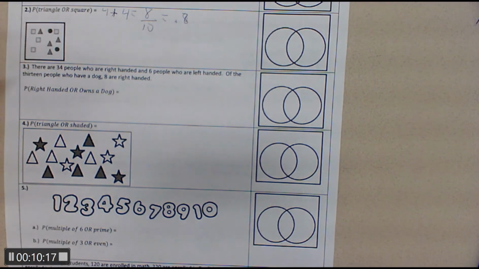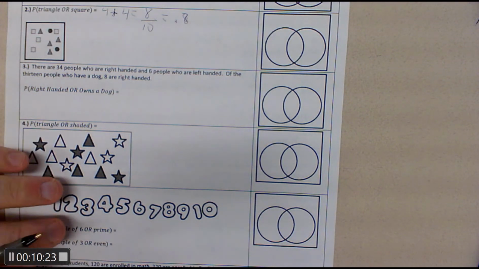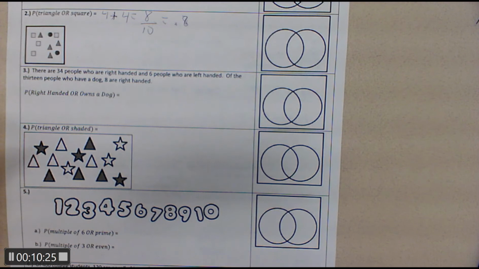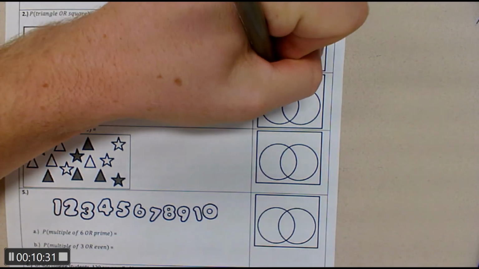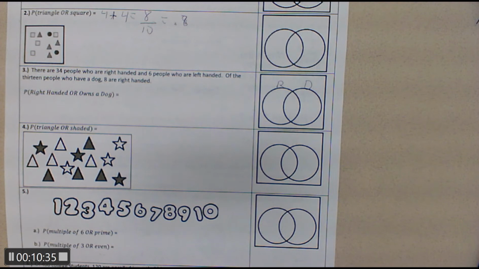So, this one's a little bit tricky. If you can do it without the Venn diagram, great. If you need the Venn diagram, great. So, I'm going to do the Venn diagram again. So we're looking at right-handed people, right-handed or dog. Okay, right-handed or dog, R and D.